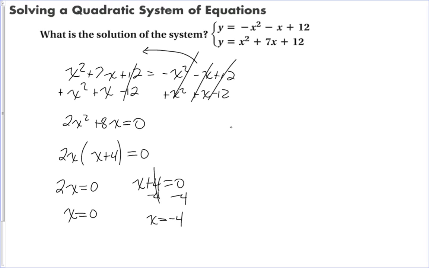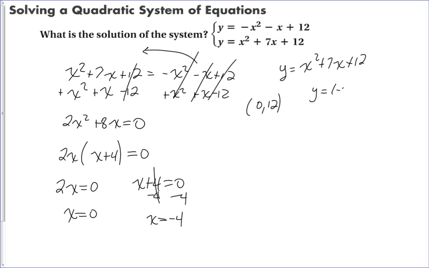Now, let's pick which one of these is a simpler equation and plug these back into it to find our corresponding y values. So I'm going to pick the second equation, y equals x squared plus 7x plus 12. Plug in the 0, and basically this term's gone and this term's gone, so all you're left with is the 12. Alright, so let's plug in the negative 4 now.